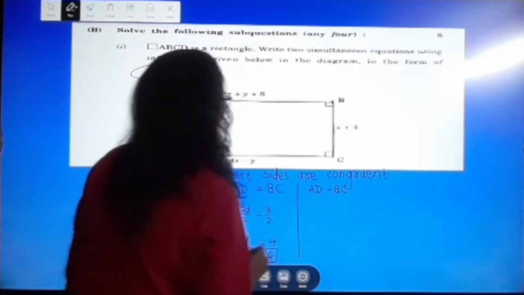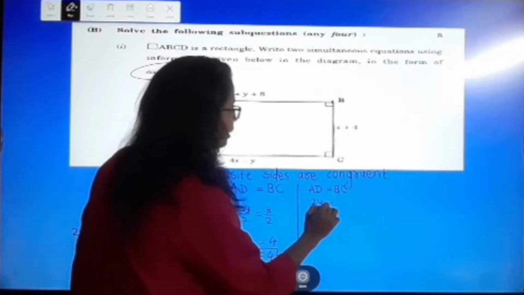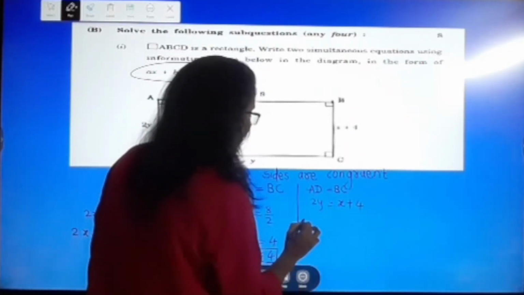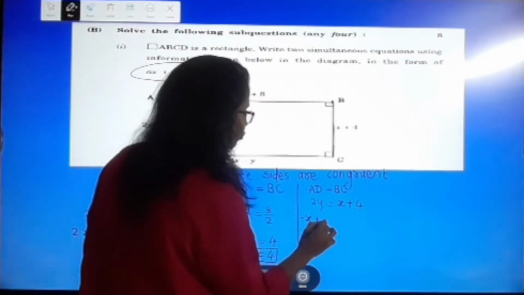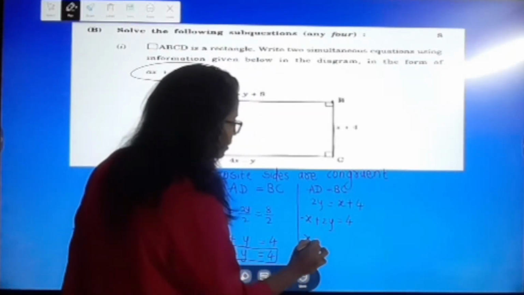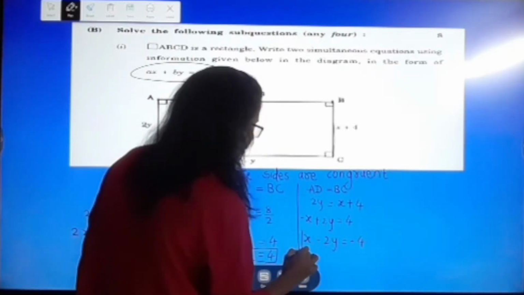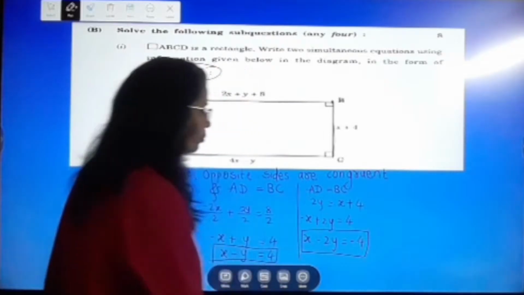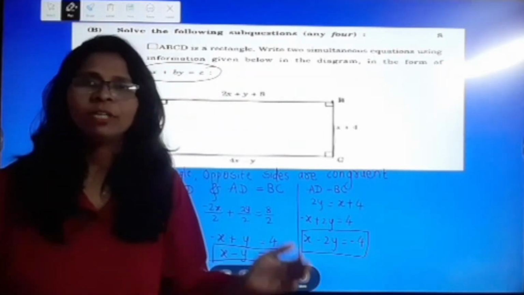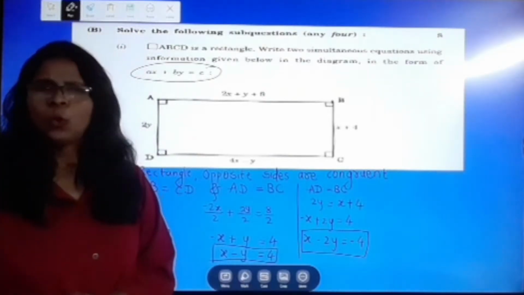Okay, students, so AD means 2y, which is equal to BC. BC means x plus 4. So here I write down minus x plus 2y is equal to 4. So that means, students, x minus 4y is equal to minus 4. Yes, students, so this is in the form of ax plus by is equal to c. Very easy example. Okay.